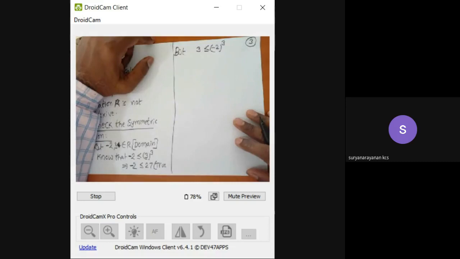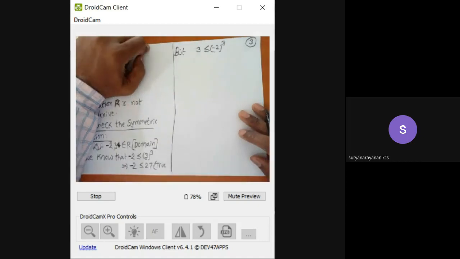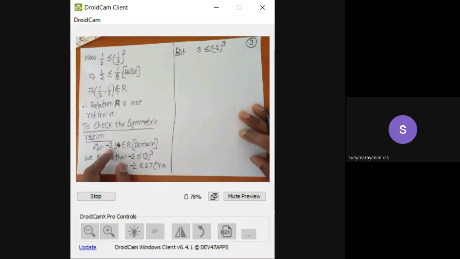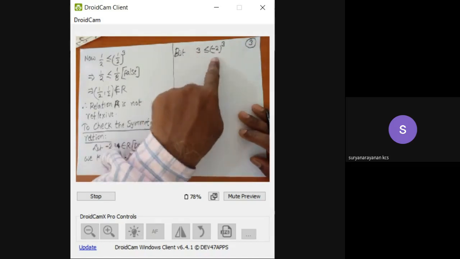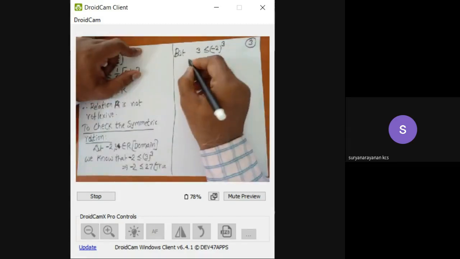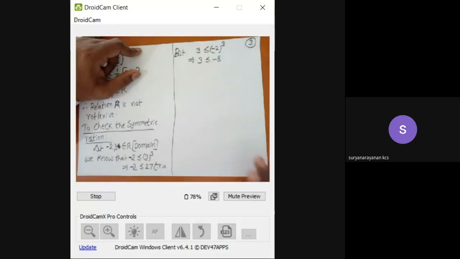Again we are writing the reverse order, the same relation. In the place of A, we are writing 3. In the place of B, we are writing -2. At the beginning, we wrote in the place of A -2 and in the place of B we wrote 3. Just we are writing in the reverse order. 3 is less than or equal to -2 whole cube. Okay, my children. This implies 3 is less than or equal to -8. -2 whole cube value is -8.